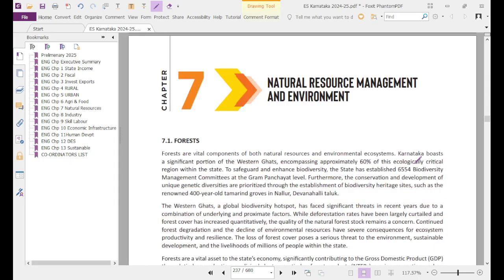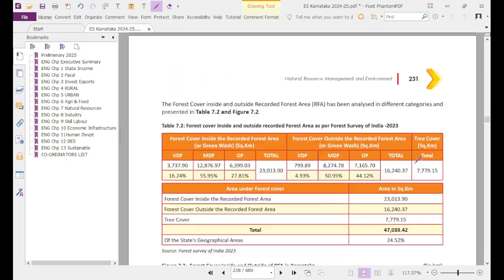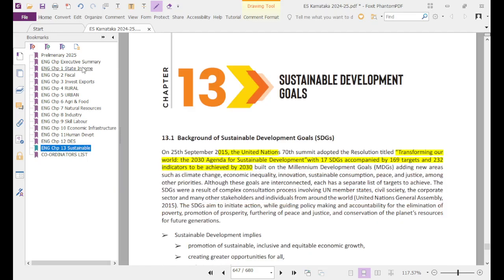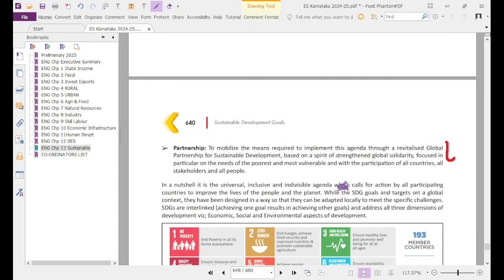And also there is talk on natural resource management and environment that we talked about. Okay, there is not much. So like this you can quickly cover all these topics. There is nothing more. We have already covered everything in the executive summary. Towards the end, in the SDGs, sustainable development goals, we already discussed this, that there are 17 SDGs and 169 targets, and Karnataka has been performing very well in these parameters.